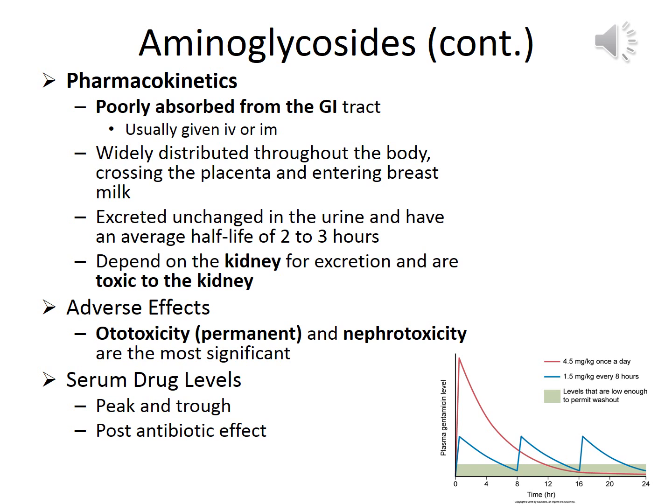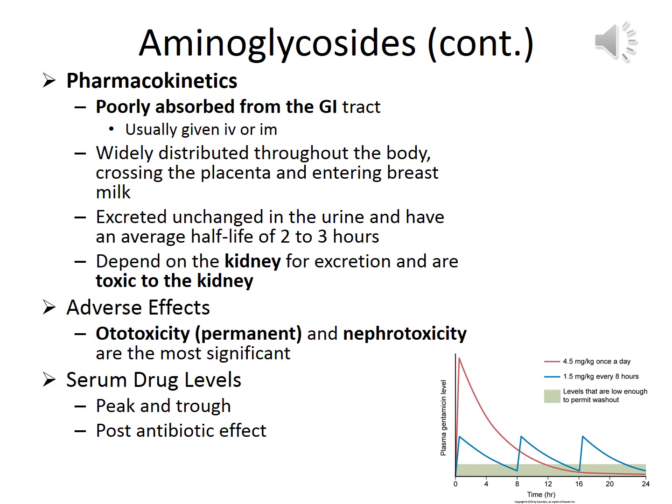So not only are they toxic to the kidney, but they're also toxic to the ear. So we'll call that ototoxicity. And this ototoxicity is actually permanent. So we can have permanent hearing loss based on this. In fact, about 2 to 10% of patients experience ototoxicity, and about 6 to 10% of patients on these drugs experience nephrotoxicity. So these are very, very common adverse effects that we see.